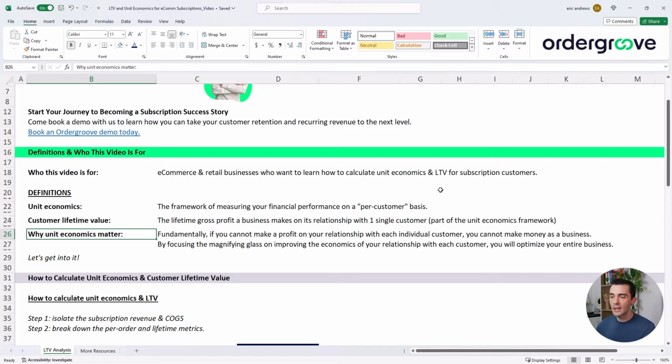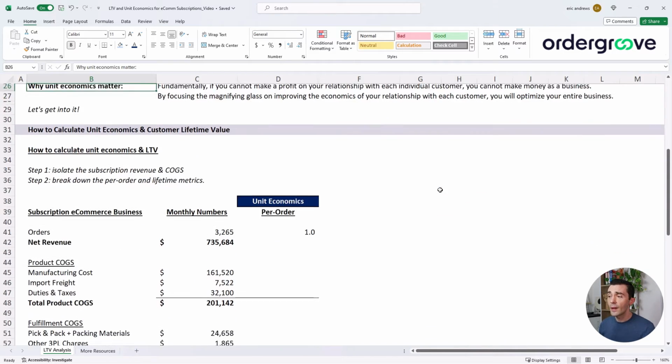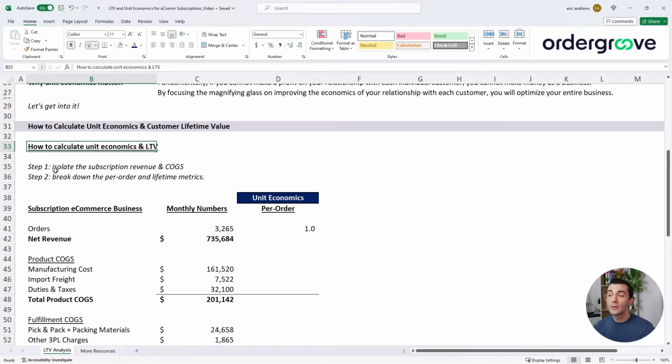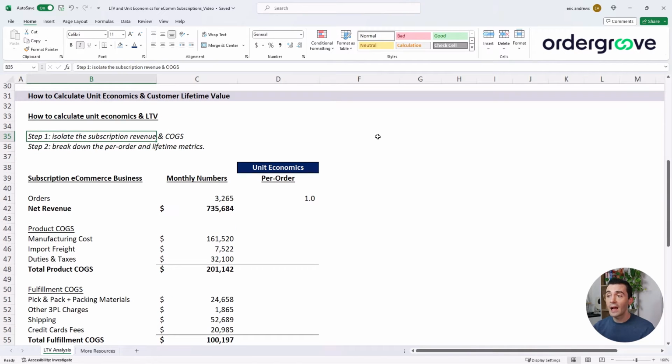Okay, so let's get into it. Now we are going to talk about how to calculate your unit economics and customer lifetime value. So step one is first, you need to break out the subscription business.